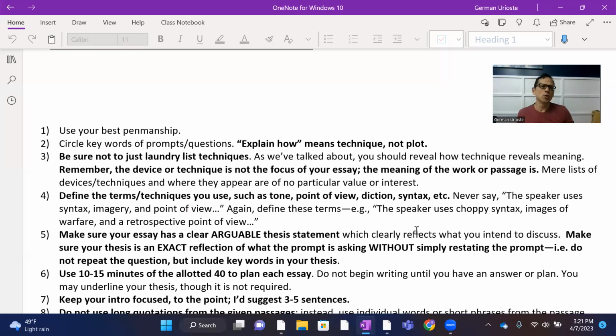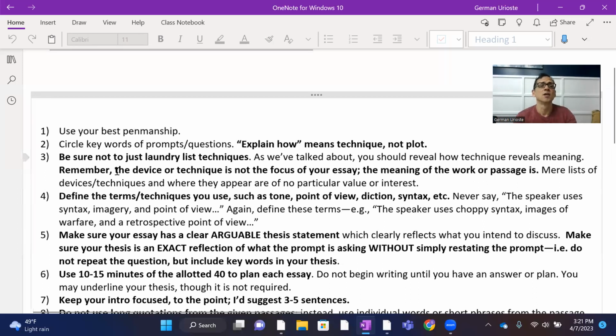And remember that when you're writing an essay, the point is not just to laundry list techniques. Like here, the writer's using this kind of syntax, and here's a metaphor, and here's personification. To what end are those techniques used, right? So you need to reveal how those techniques or devices reveal meaning, right? So the big thing is that the device or the technique is not the focus of your essay. The meaning of the work, of the passages, or whatever claim you're making, that is what's at stake here, right?